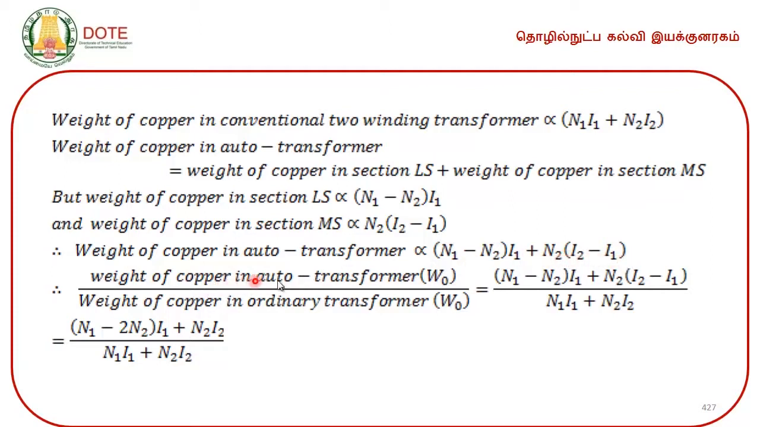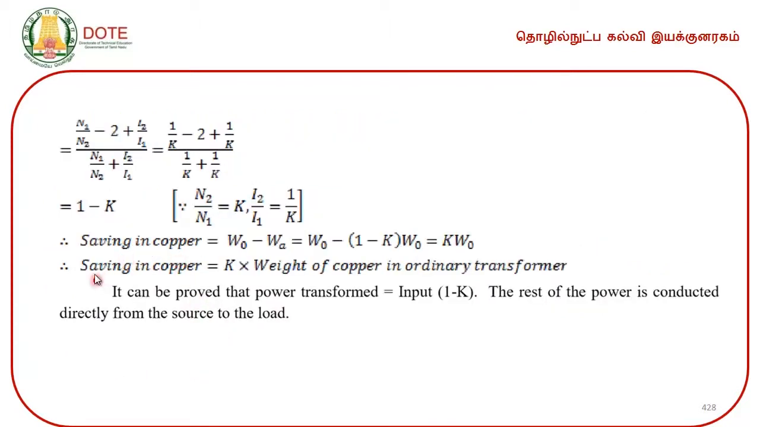So, the weight of copper in auto transformer divided by weight of copper in ordinary transformer is equal to [(N1 minus N2) I1 plus N2 (I2 minus I1)] divided by [N1 I1 plus N2 I2]. Upon simplification you get the expression, which is equal to 1 minus k. We know that N2 by N1 is equal to k, or I2 by I1 is equal to 1 by k. So, the saving in copper is equal to k into W naught.